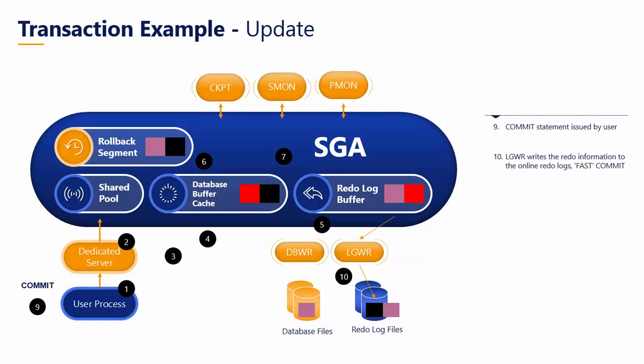So once the user issues a commit, the log writer takes the redo information and stores it in the redo log files. That's the 10th step. In the 11th step, the user will get a message saying the commit is successful. And then later on in the 12th step, the database writer takes the modified blocks present in the database buffer cache and writes them to the database files.